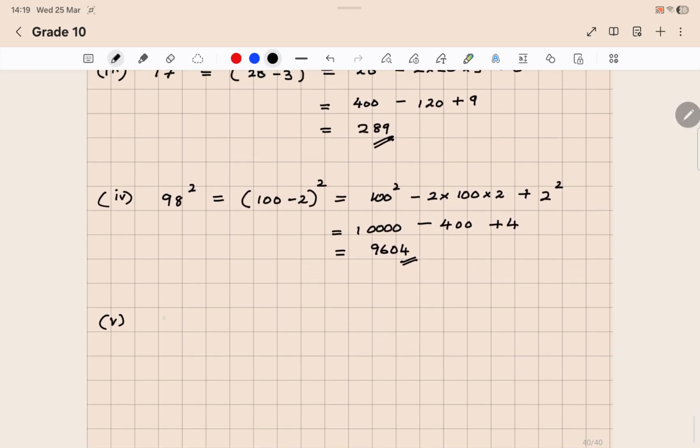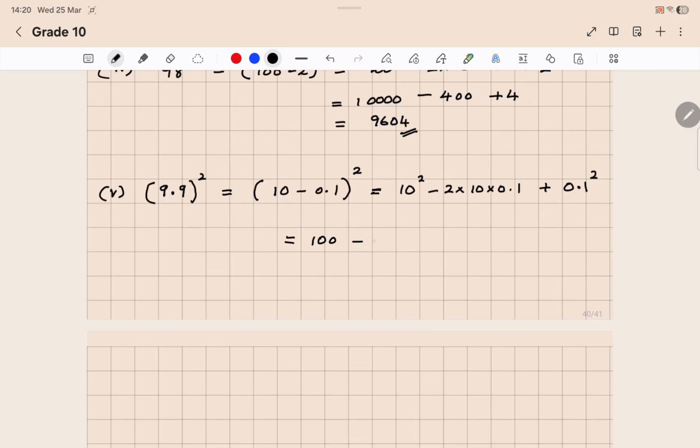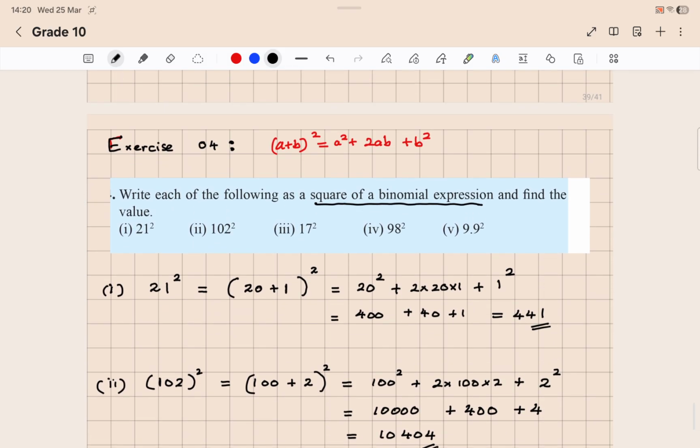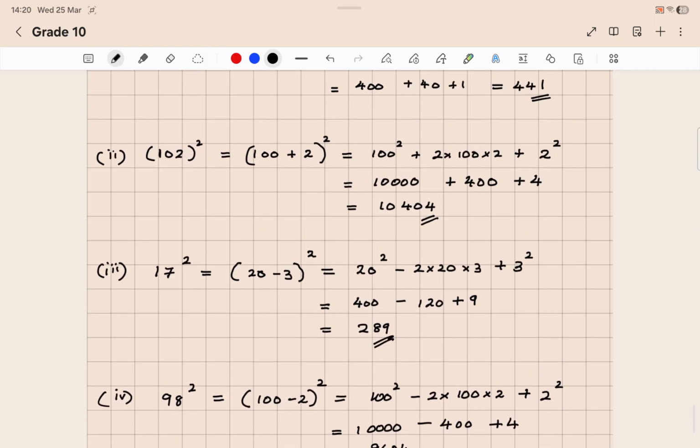Then let's do the last one. 9.9 squared. So how to do this one? 10 minus 0.1, right? 10 minus 0.1 gives you 9.9. So you get 10 squared minus 2 into 10 into 0.1 plus 0.1 squared. So you get 100 minus 2, since 20 into 0.1 is 2. 0.1 into 0.1 is what? 0.001, right? So you get 98.01 as the answer, right? Okay, so that is an application of (a plus b) squared and (a minus b) squared to find squares of numbers. Sometimes it's easier to do it like this rather than multiplying, right?